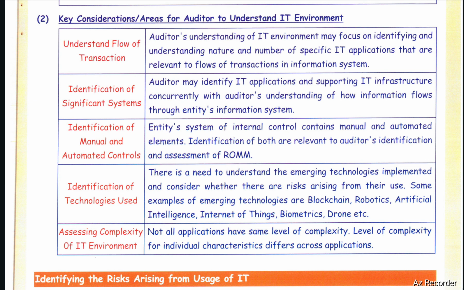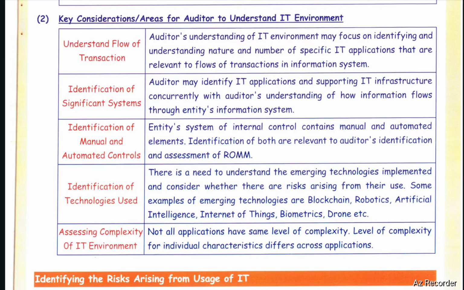There are five key considerations or areas for auditor to understand IT environment. First one, understand flow of transaction. Second one, identification of significant systems. Third one, identification of manual and automated controls. Fourth one, identification of technologies used. Fifth one, assessing complexity of IT environment. First one, understand flow of transaction. Auditors' understanding of IT environment may focus on identifying and understanding nature and number of specific IT applications that are relevant to flow of transaction in an information system.